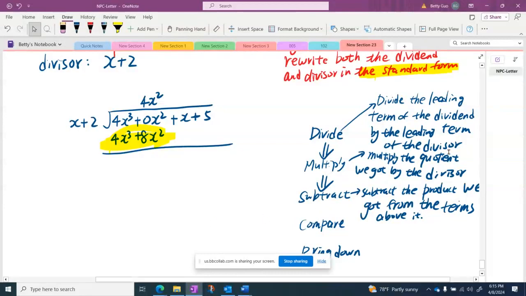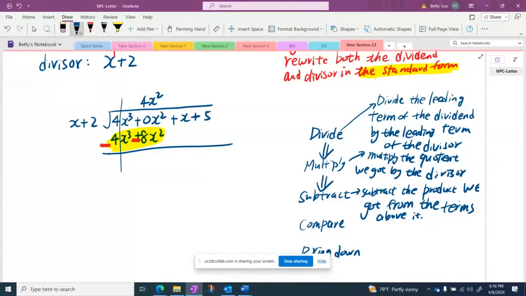But vertically subtracting is not very convenient, so this is what we do. When we're supposed to subtract, we change the sign in the product from step 2, in the yellow. We change the sign to the opposite. 4x cubed was positive, now we change it to negative. 8x squared is positive, now we change it to negative. And then we add them up.